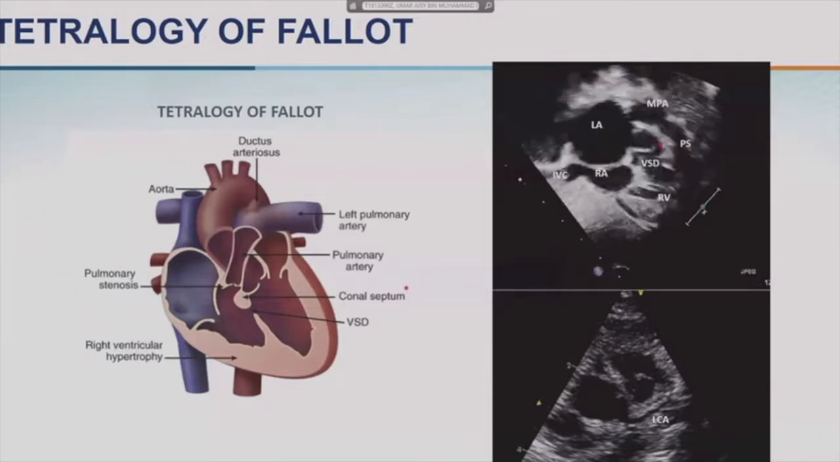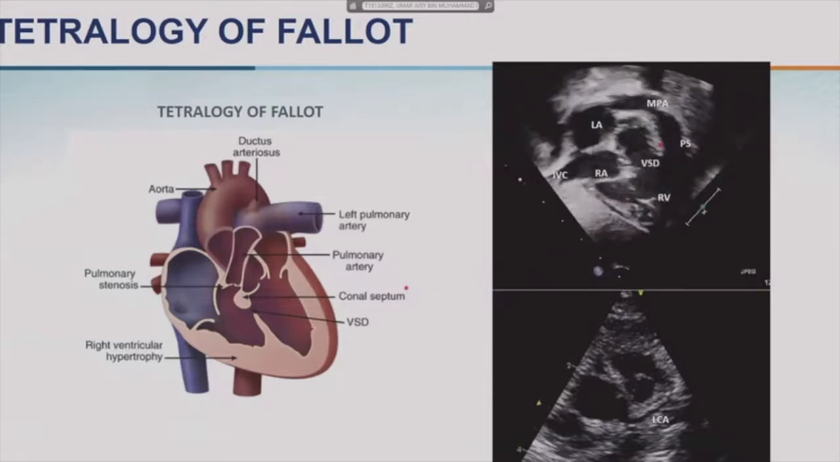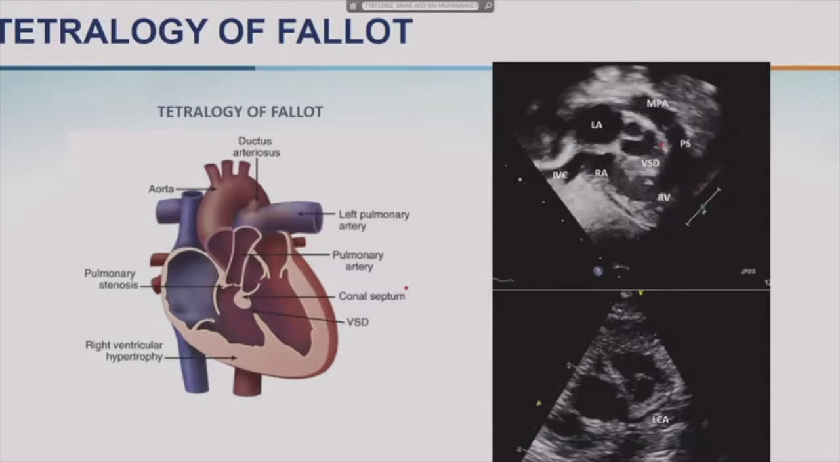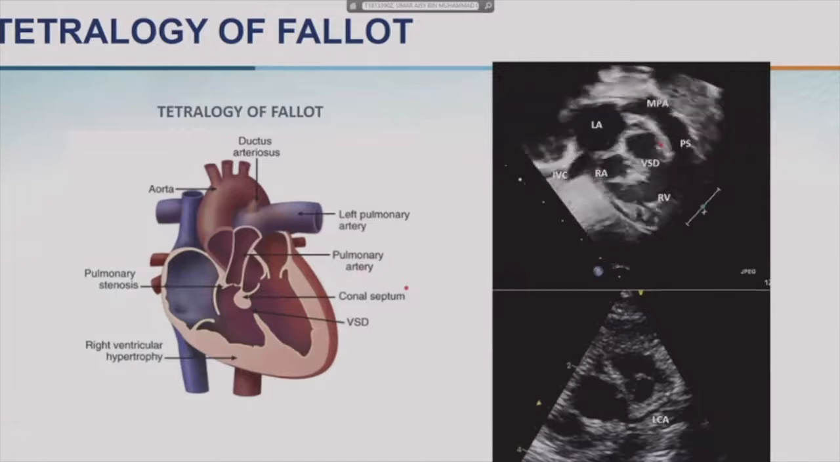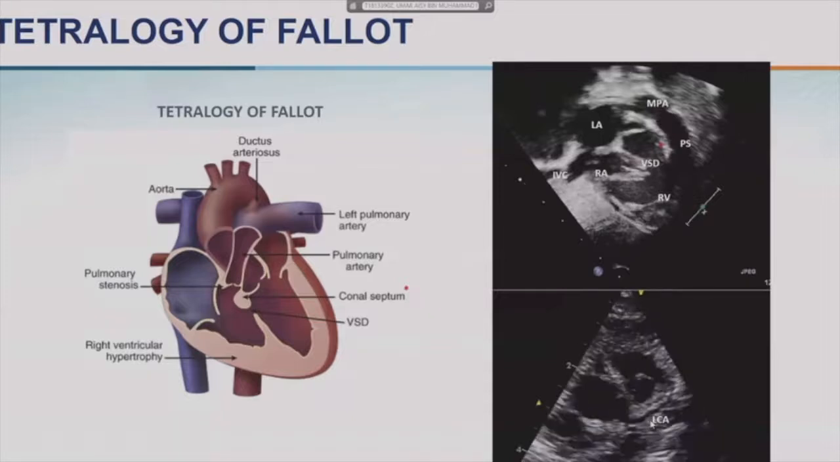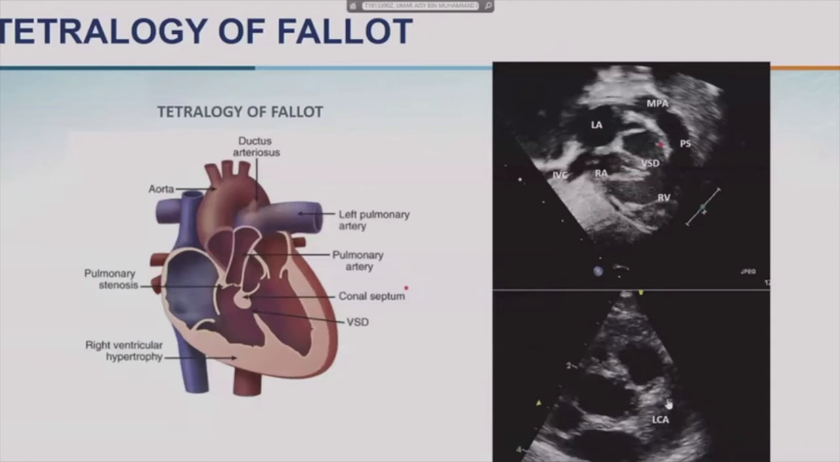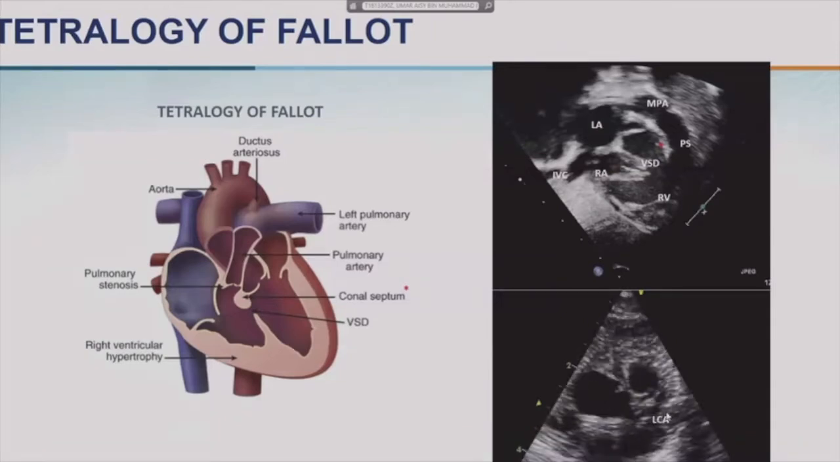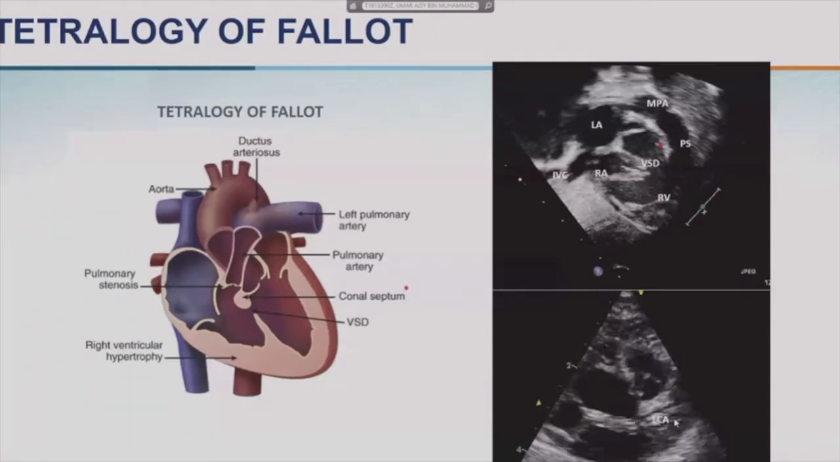Beyond just looking at the characteristics of tetralogy of Fallot, one of the other associated abnormalities that need to be determined is the coronary arteries. In 10% of children with tetralogy of Fallot, there are coronary artery abnormalities in which the left anterior descending artery comes off the right coronary artery. In this case, this echo shows that the left coronary artery arises normally from the left coronary cusp, and it branches into the left anterior descending as well as the left circumflex arteries normally.